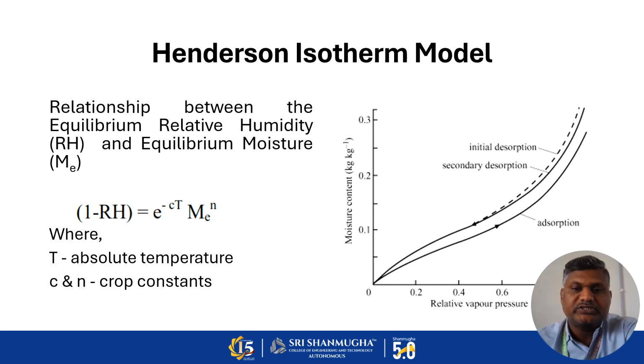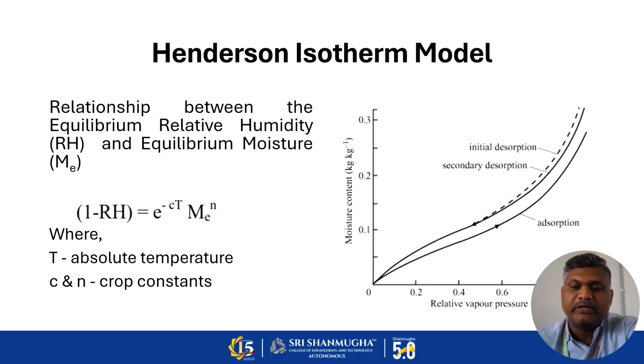That is the Henderson isotherm model. This is the graphical representation. The model is developed with relative vapor pressure on the x-axis and moisture content on the y-axis. It shows the relationship between the equilibrium relative humidity RH and the equilibrium moisture content ME. In this, the trend is followed in two ways.